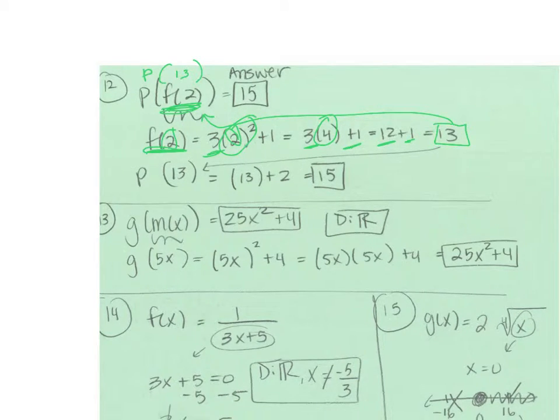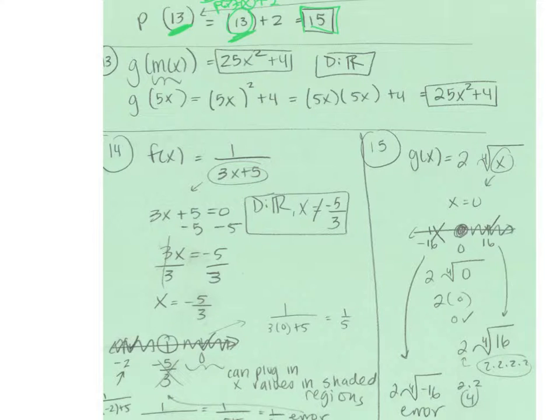It's a bunch of substitution. So now we go to the p equation and plug in 13 wherever we see x. So if the p equation was x plus 2, in the x slot we plug in 13, and 13 plus 2 is 15. So 15 is your final answer. P of f of 2 is 15.